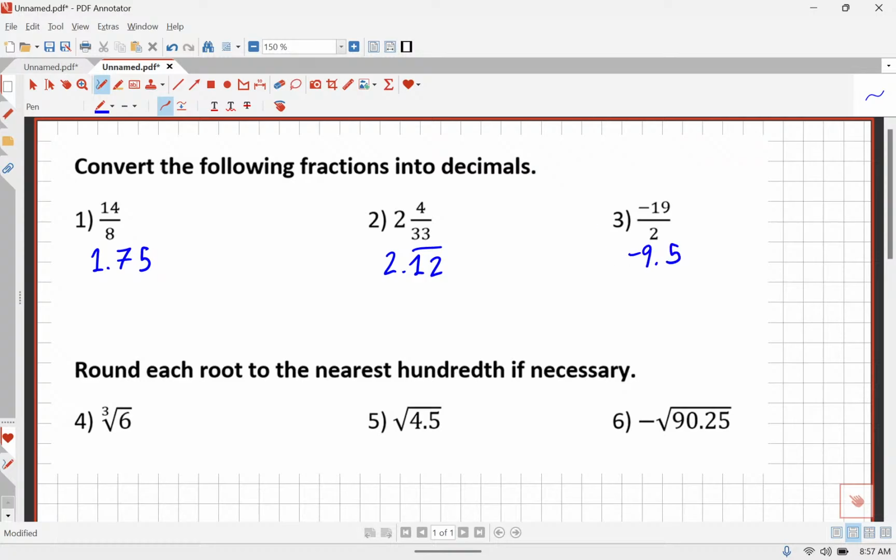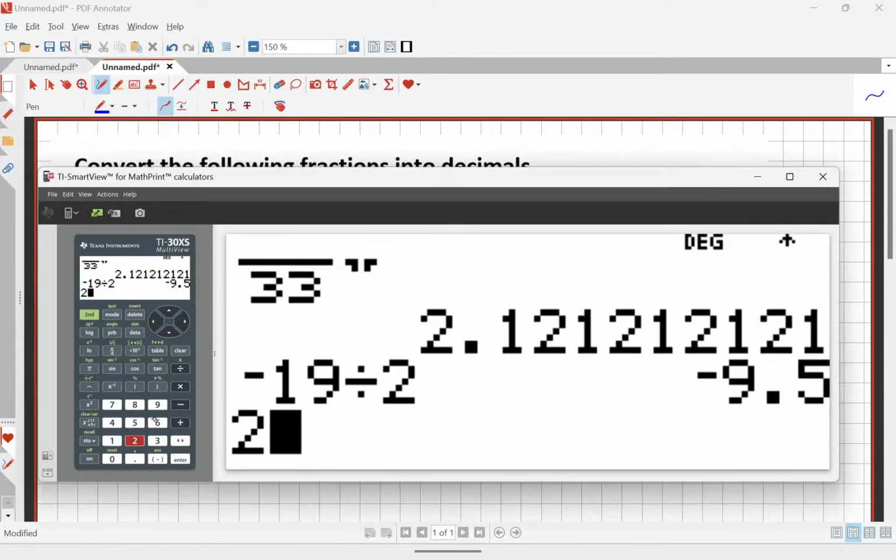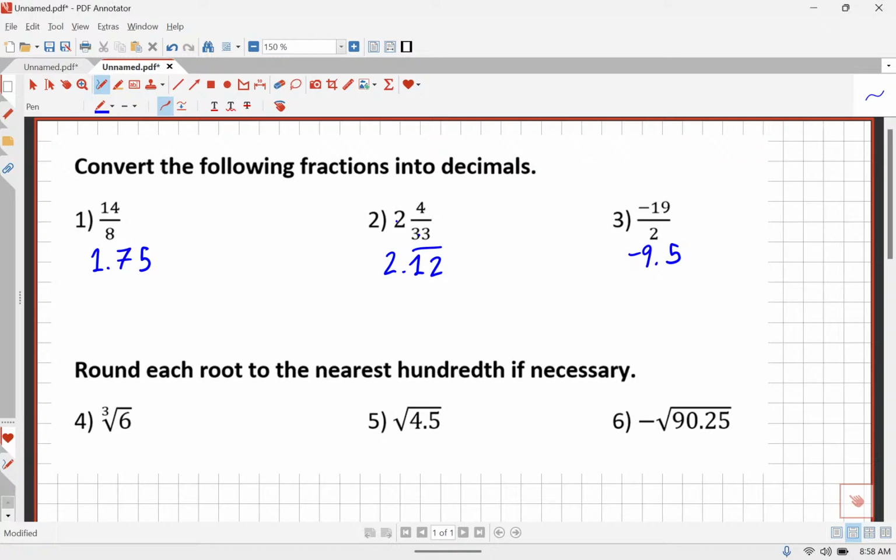How many of us were either able to get those or after seeing them are not too worried about those? You guys doing okay? If you didn't like that calculator thing, you can always turn that into an improper fraction on your own by doing 2 times 33, which is 66. You add the 4 on the top, and then it becomes 70 over 33. And you can just do 70 divided by 33, and you'll get the same answer.